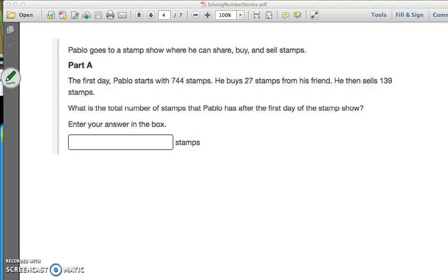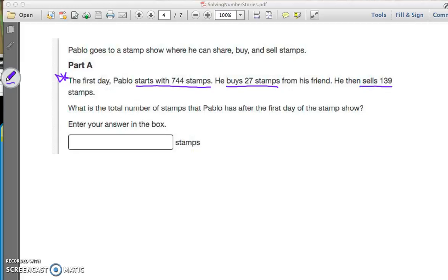Okay. So with number stories, we need to figure out what we're reading about. We know it's about a boy named Pablo, and he has some stamps. Well, we need to go back and look and see what is Pablo doing with these stamps. So first we have Pablo starting with 744 stamps, buying 27 stamps, and then selling 139 stamps.